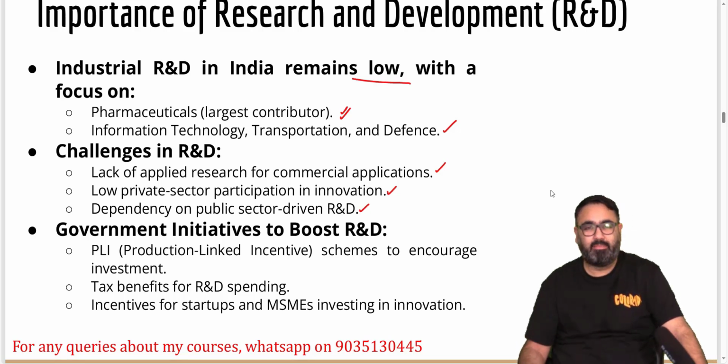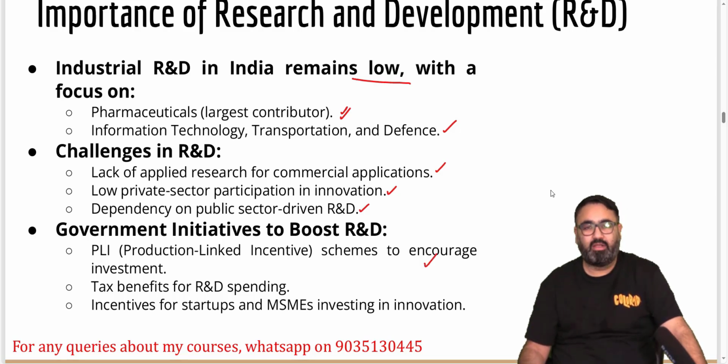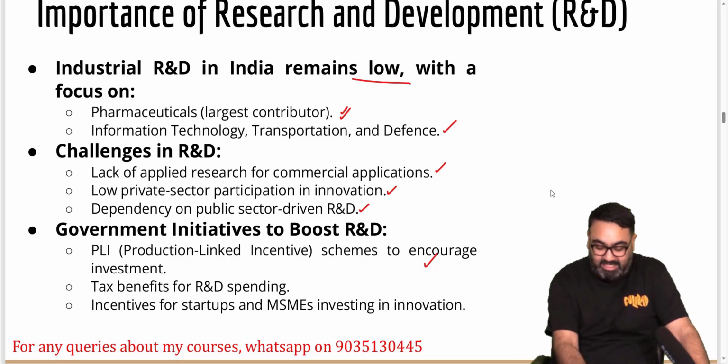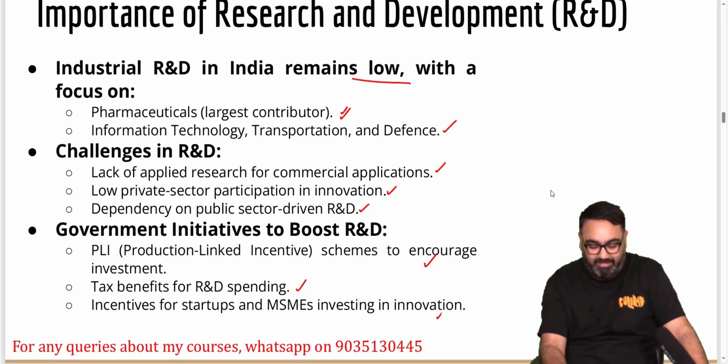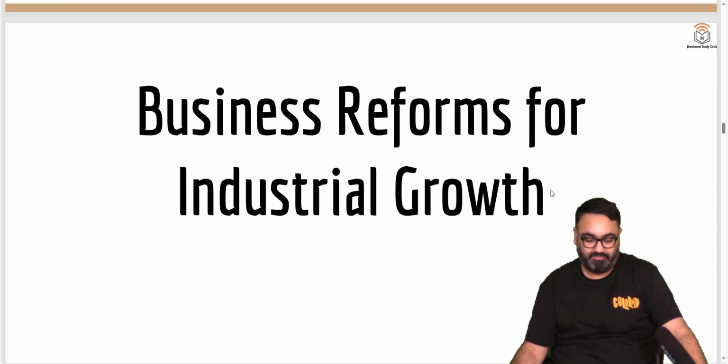The government has started many initiatives to boost R&D. For example, PLI schemes, we have discussed this earlier. The government is pushing companies to manufacture more, and in return they get incentives from the government, tax benefits for R&D spending, and some incentives for startups and MSMEs as well, who are investing in innovation. The government is happy to give them tax breaks in the long run. Whether or not these will bring in the desired effects, it's a time taking process. We have to see in the coming months.